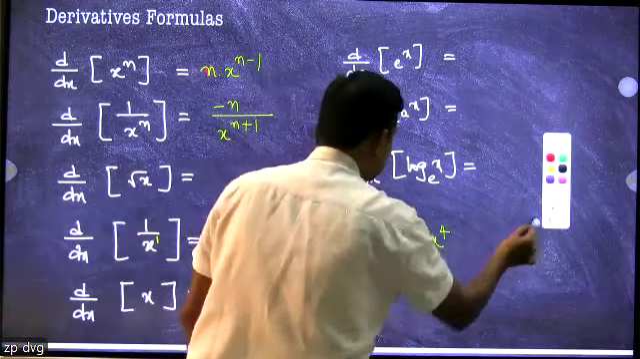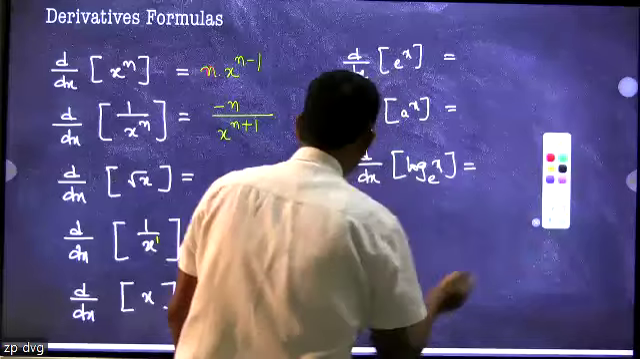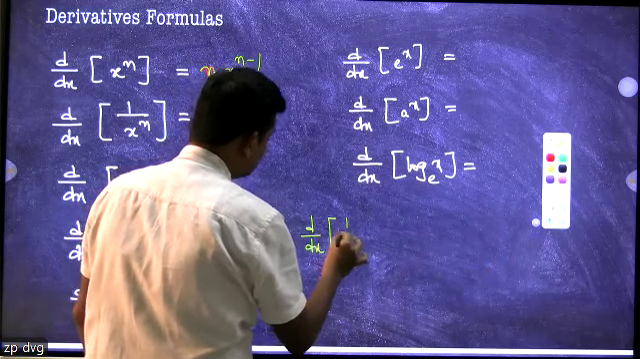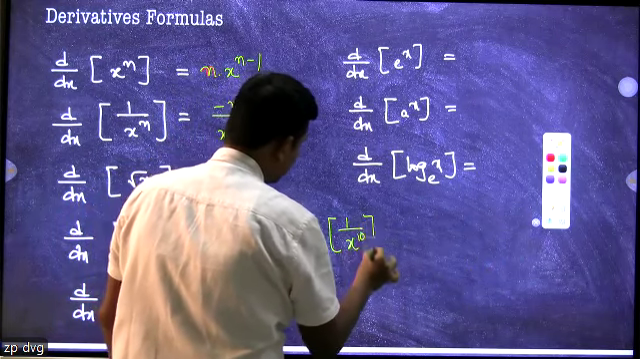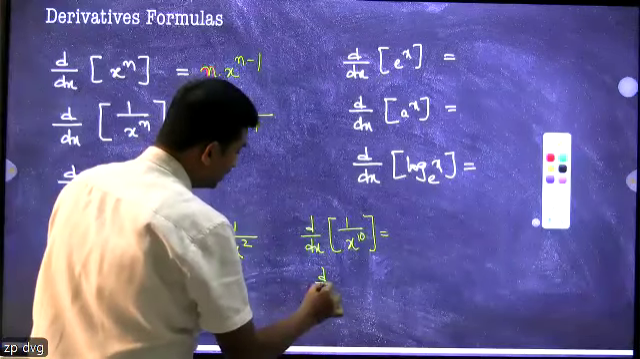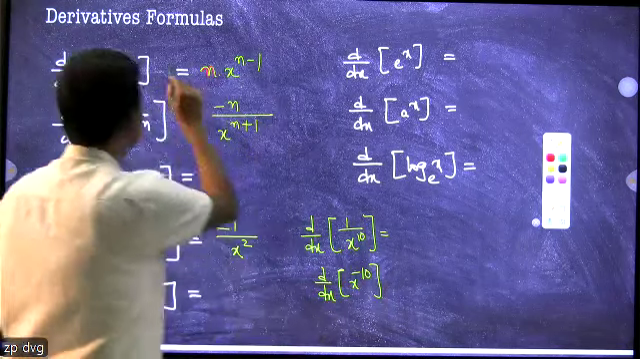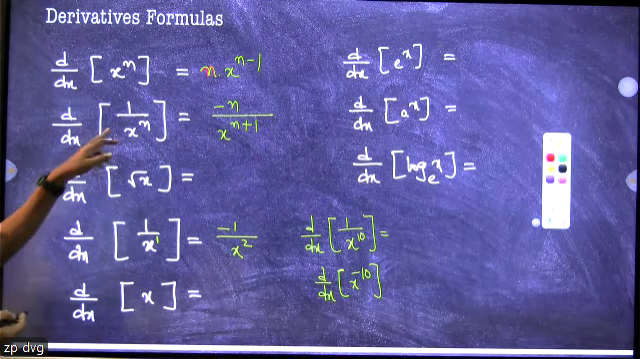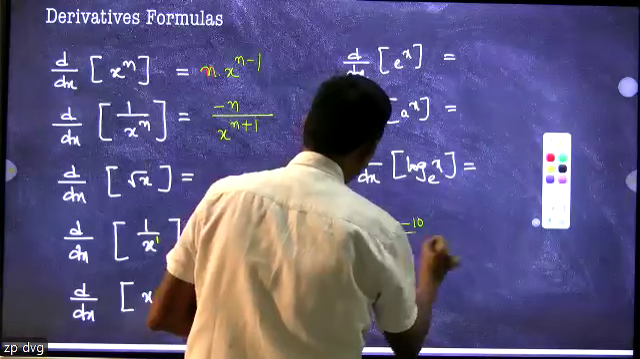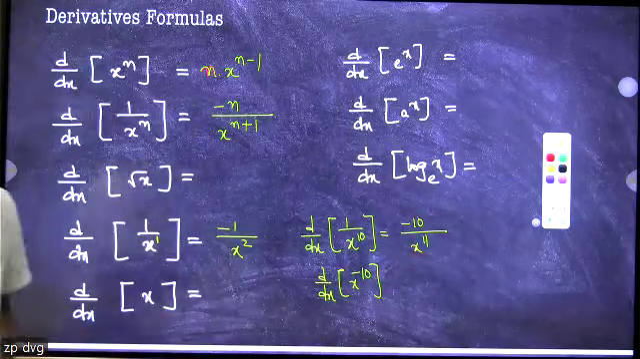Not only that, if you can remember this formula, you can avoid that simplification. For example, you need to calculate derivative of 1 divided by x power 10. What is the derivative of this? Actually, what is the procedure you will do? D by dx of x power minus 10 you will write, and then we'll apply this formula. Instead of that, if you know this formula, directly you can write it. What is that? Minus 10 divided by x power 10 plus 1. Minus 10 divided by x power 11.